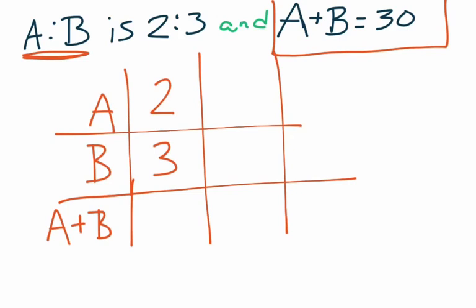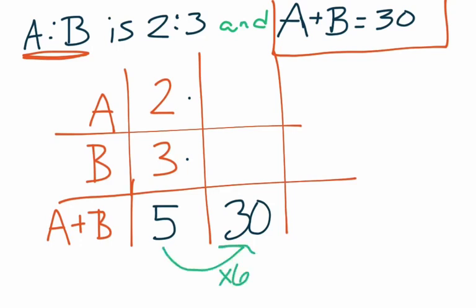Next we have to figure out where each piece of information goes. If I add this A plus B row, we need to add the A's and the B's that we already have. So if I do 2 plus 3, that's going to equal 5. But what do we want it to equal? Well, we want it to equal 30. How do I get from 5 to 30? I can just do that times 6.